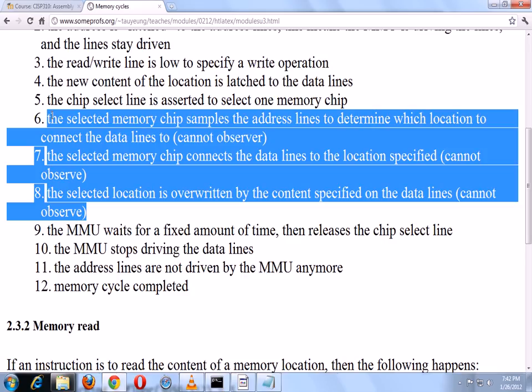All right. Now this is a very, very important concept, because this is why we have latency. When you buy memory chips, they have certain types of latency, different classes of latency. This is one type of latency. From the time the chip select line is asserted, how long does it take for the memory chip to reliably change the content of a location? That's what we call a write latency.